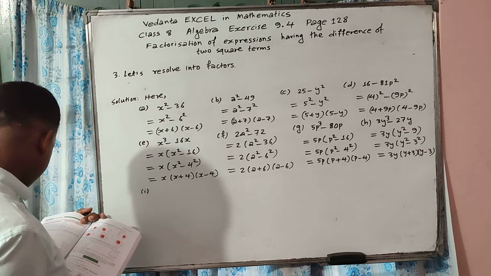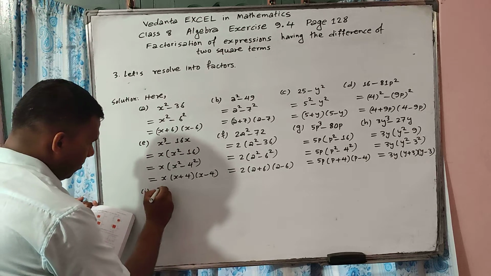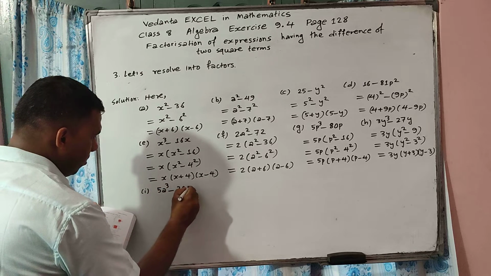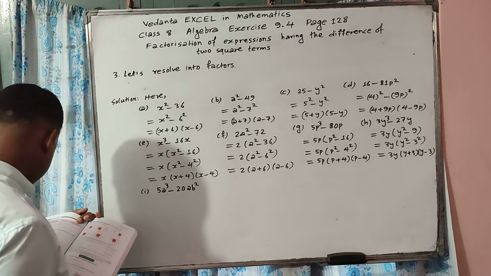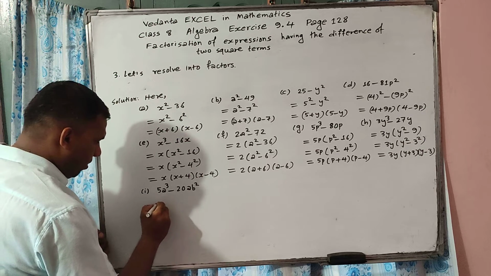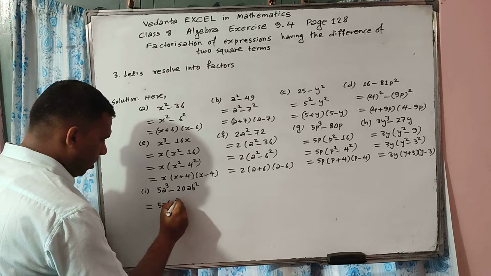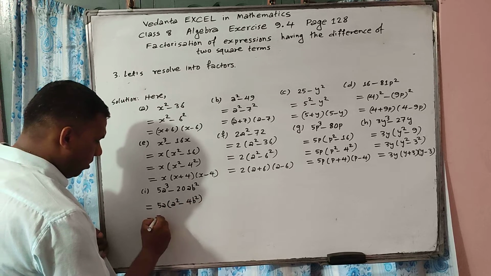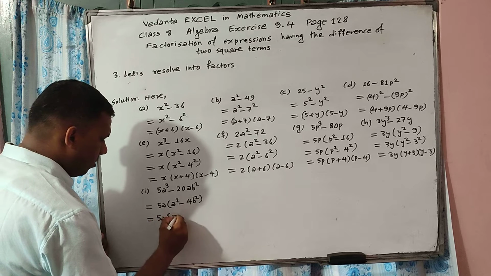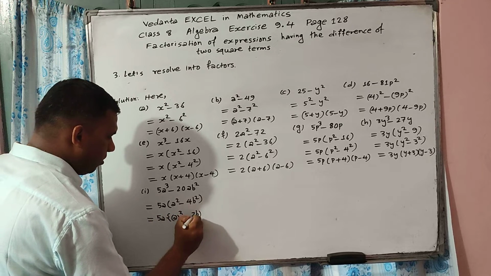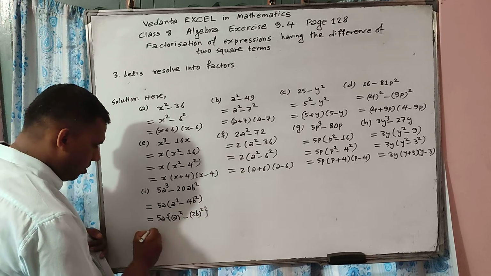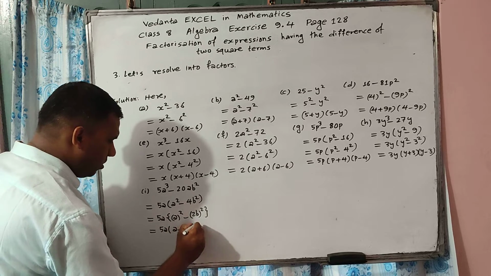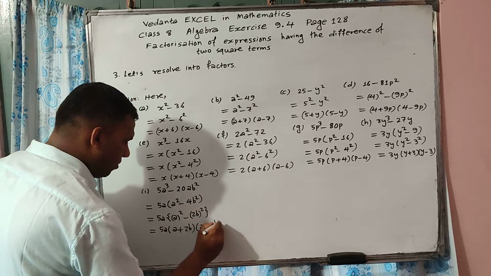Next, on I, we have 5a cube minus 20ab square. Taking 5a common, remaining a square minus 4b square. 5a into a whole square minus 2b whole square. 5a times a plus 2b into a minus 2b.